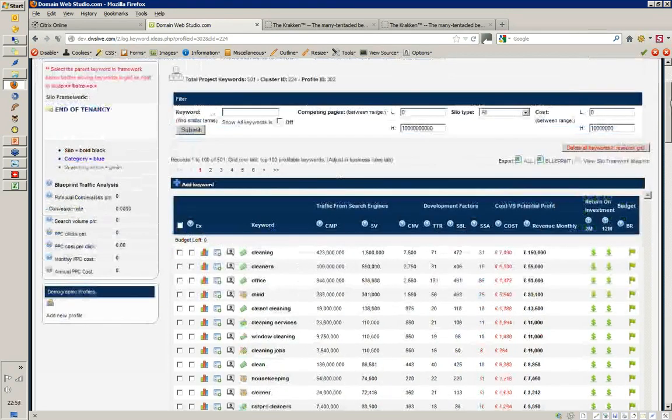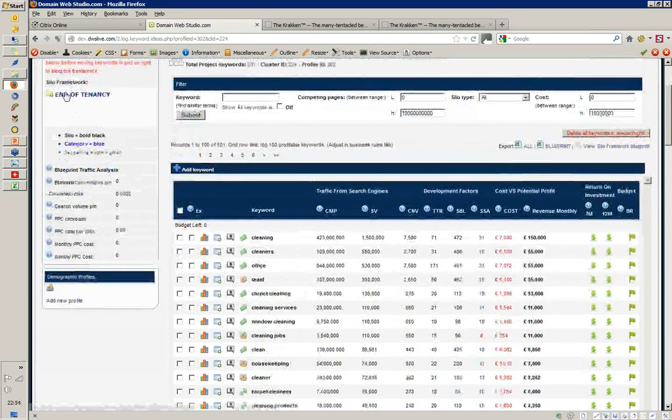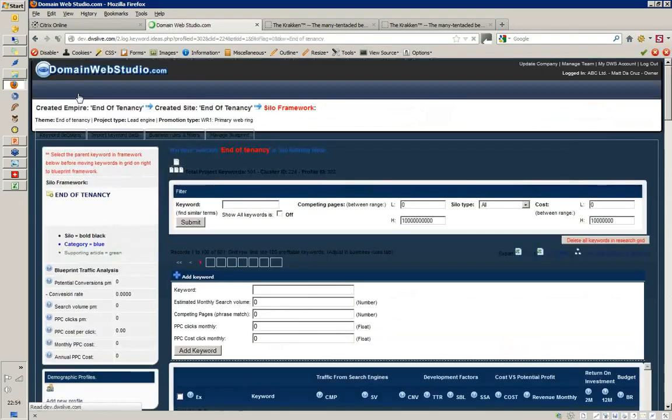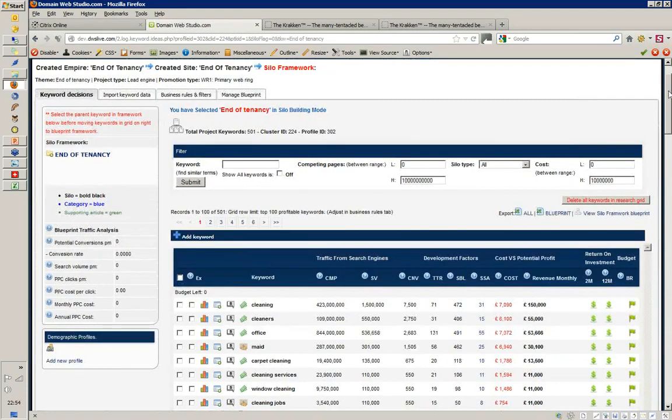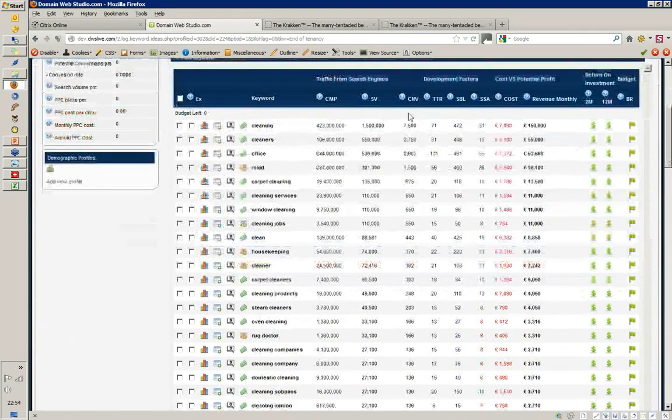So what I'm going to do now is I'm going to actually build this site. The first thing I'm going to do is click on my parent keyword. This is like the index page of the website. So I select it, and then I'm going to go through my list. What DWS has done is it's actually ranked and sorted all my keywords for me. And I want to look at this column here, conversions. As I'm looking at that, I'm paying attention to the competing pages, okay?